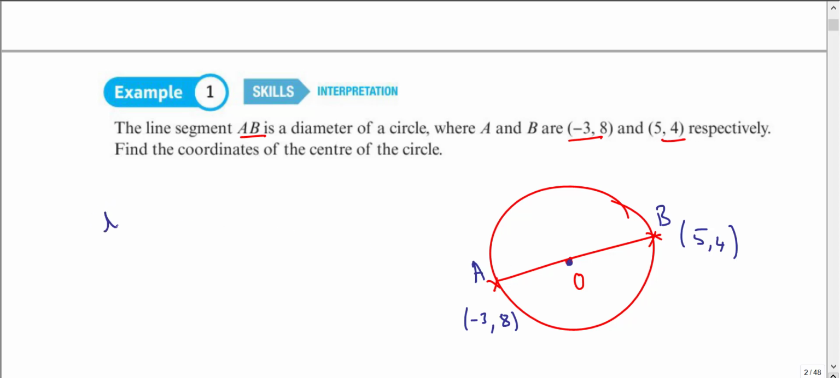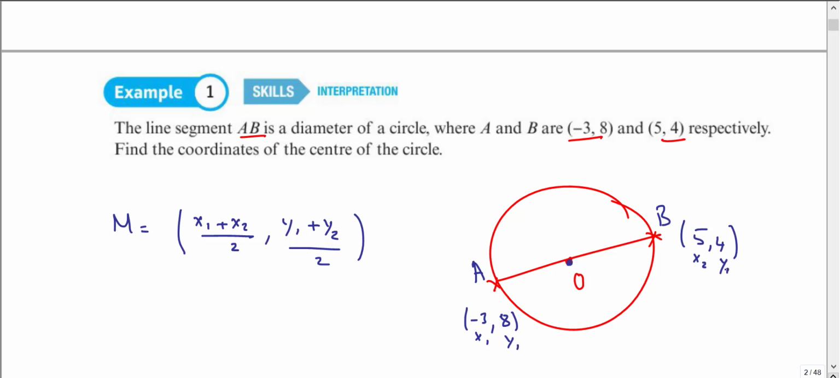Okay, so using the rule of M, we said M is x1 plus x2 divided by 2, comma, y1 plus y2 over 2. You must memorize it. There's a comma because this is a point. So label them: label this one x1, y1 and the other one x2, y2.